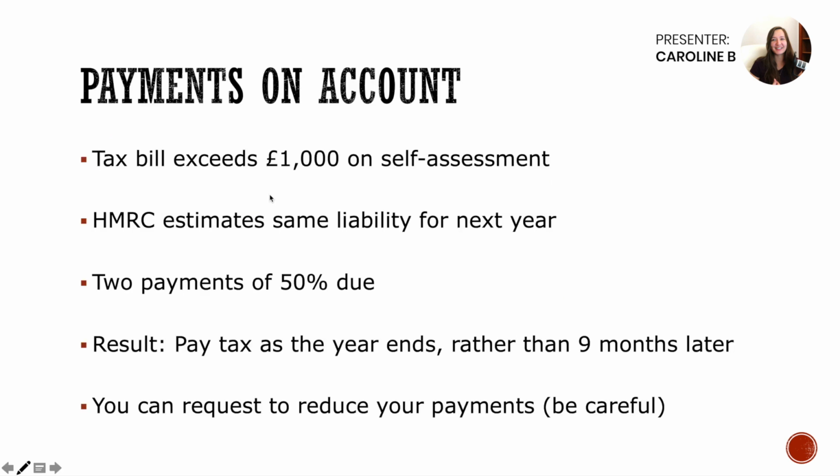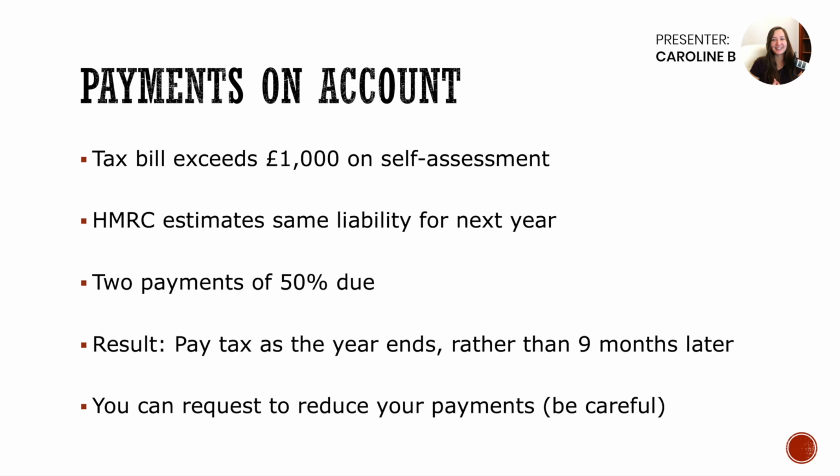Just kind of avoid this situation if you can. All right, and finally, payments on account. Like I said, I was going to mention these later. So if your tax bill exceeds £1,000 on your self-assessment, you're going to have a payment on account to make to HMRC. What they do is estimate the same liability for the next year, so the one coming up.